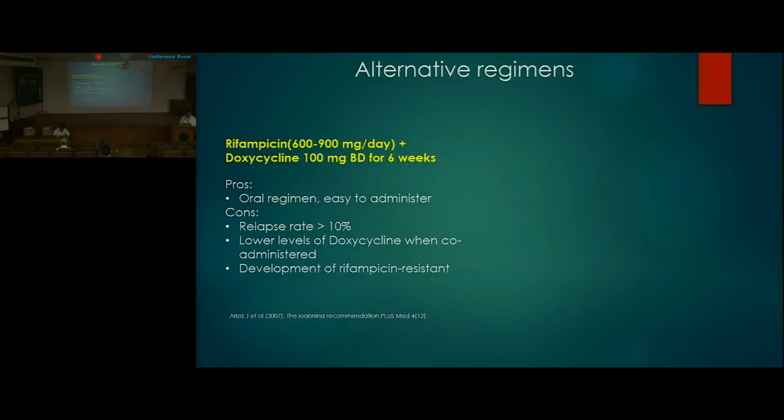The cons is relapse rate of more than 10%, and the simultaneous administration of doxycycline with rifampicin, as the rifampicin is an enzyme inducer, it reduces the level of doxycycline, and it can lead to the development of the rifampicin resistance, especially while treating patients with tuberculosis.